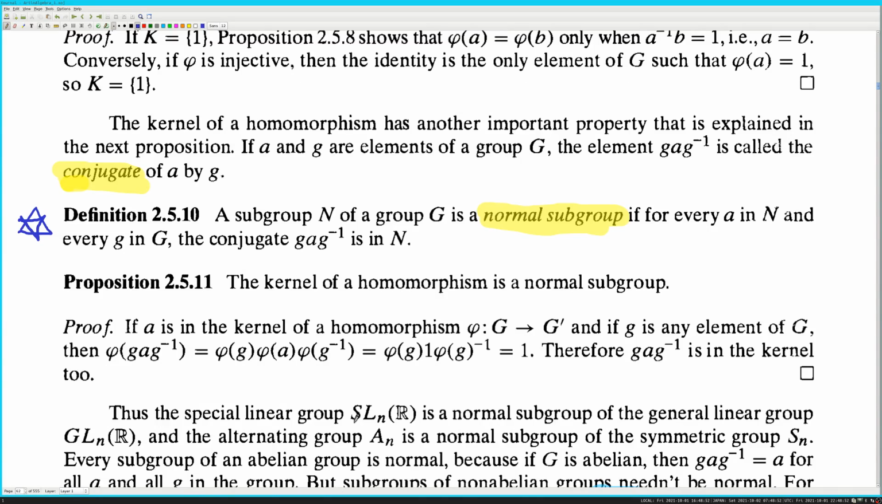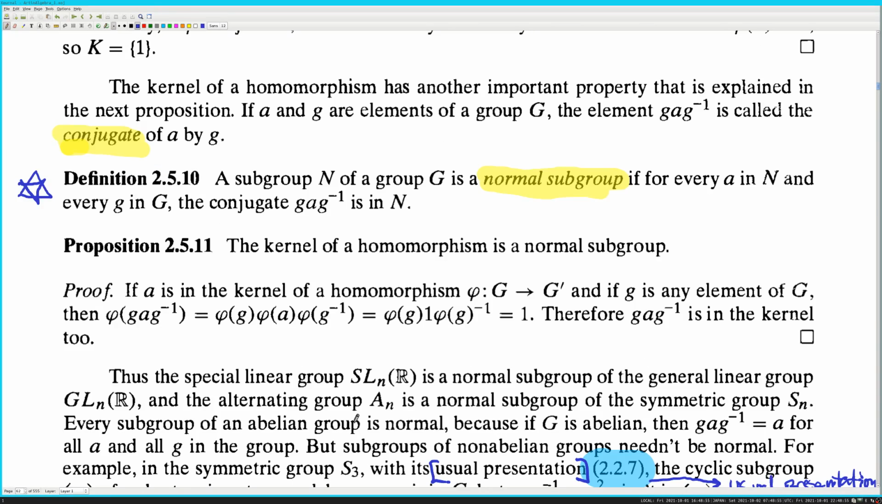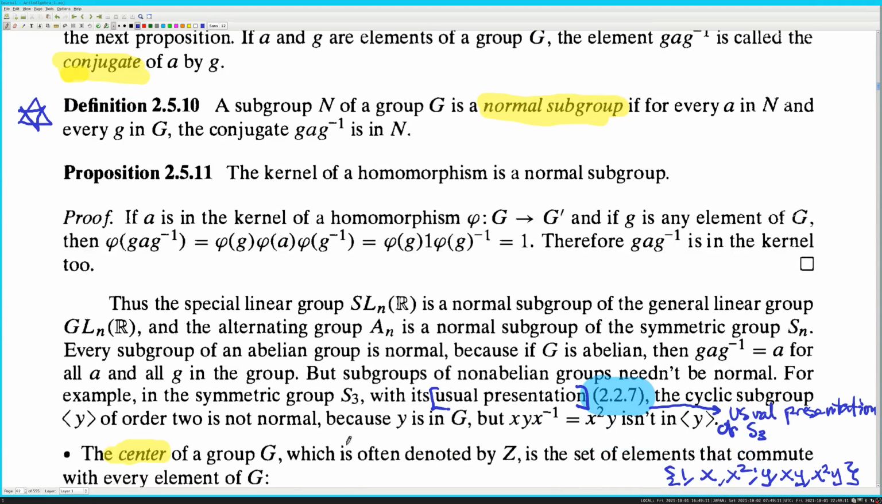So first, to prove that the kernel is a normal subgroup, that's important. And then when we get to quotienting, we'll see that for every normal subgroup, you can construct a homomorphism. So a subgroup is normal if and only if it is the kernel of some homomorphism. But you need to talk about quotienting before you can establish the other direction of that. Thus, the special linear group is a normal subgroup of the general linear group, and the alternating group too, because they're kernels of homomorphisms.